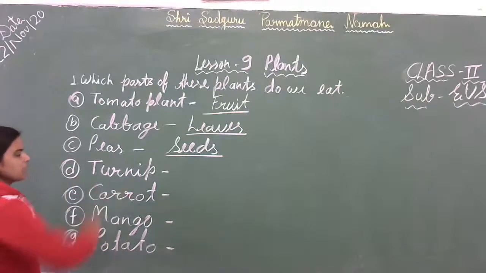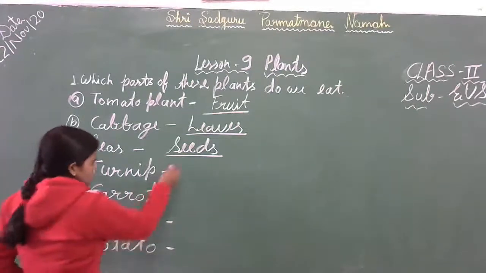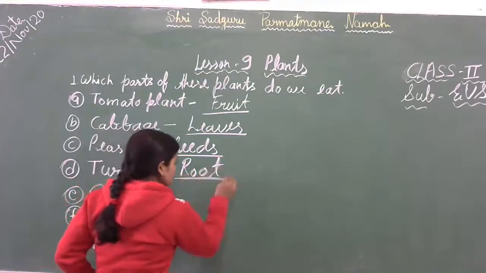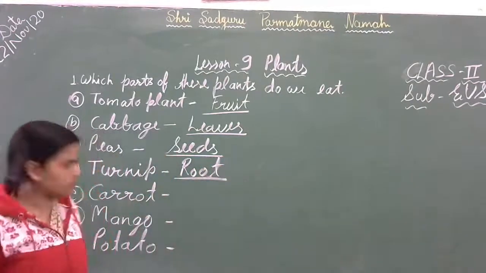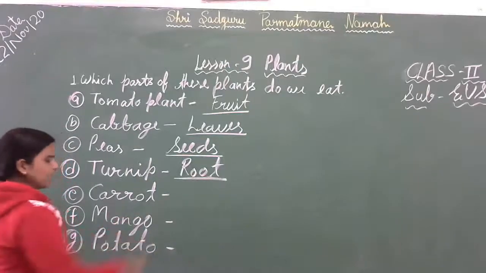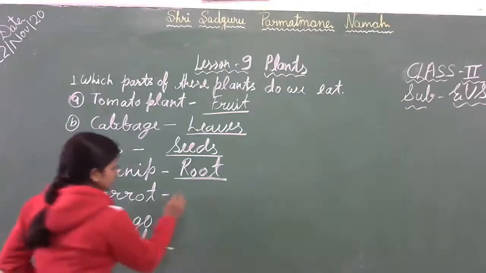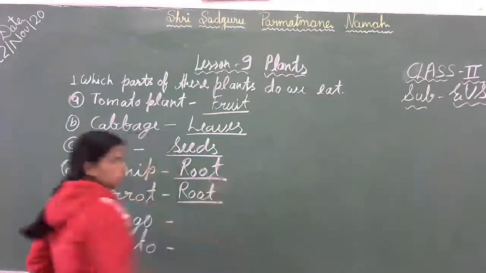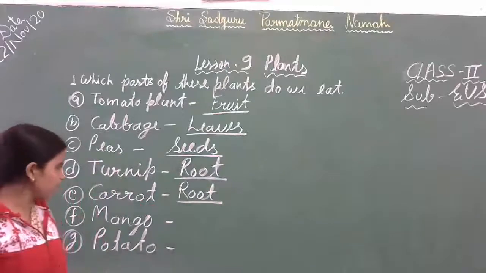Next is turnip. In turnip, we eat root part. In carrot also we use root part.